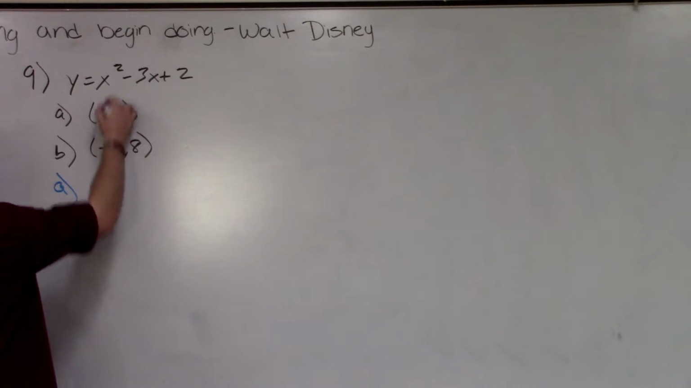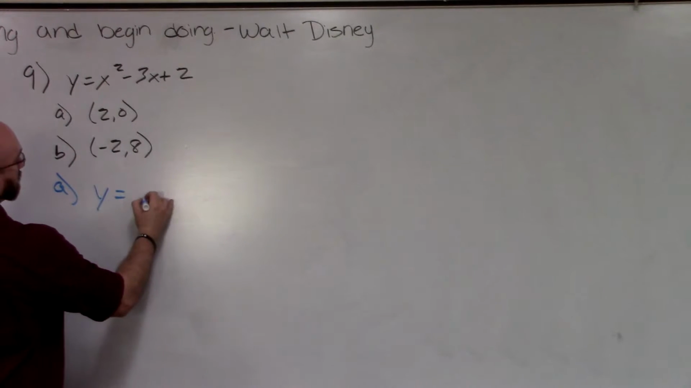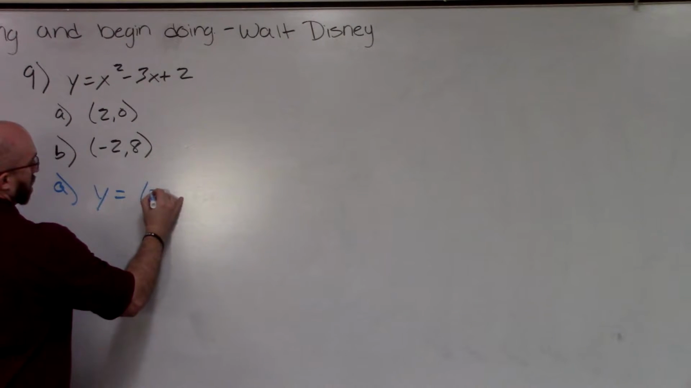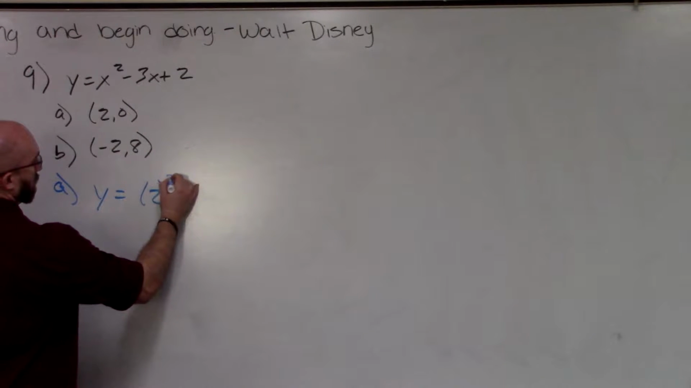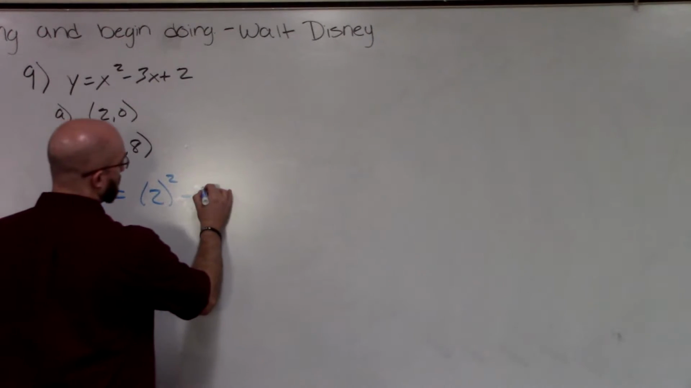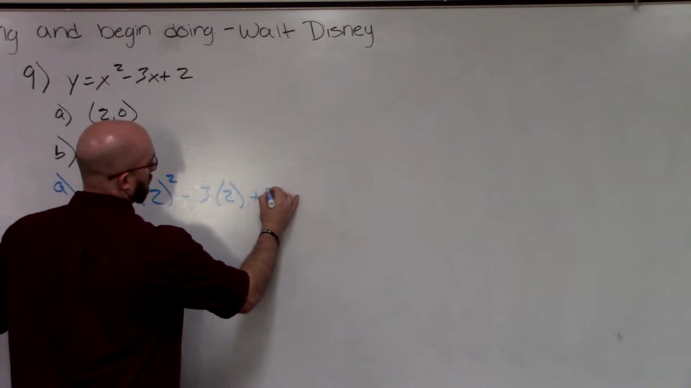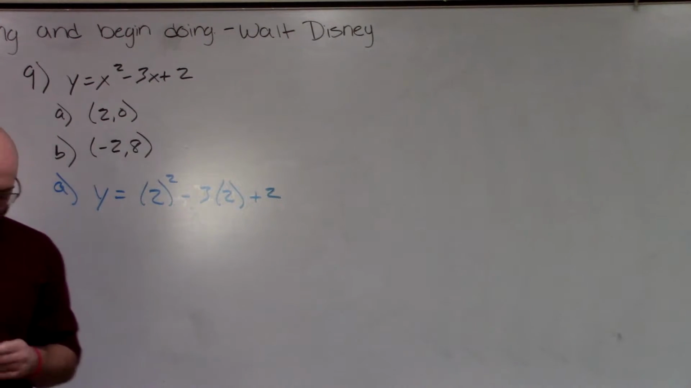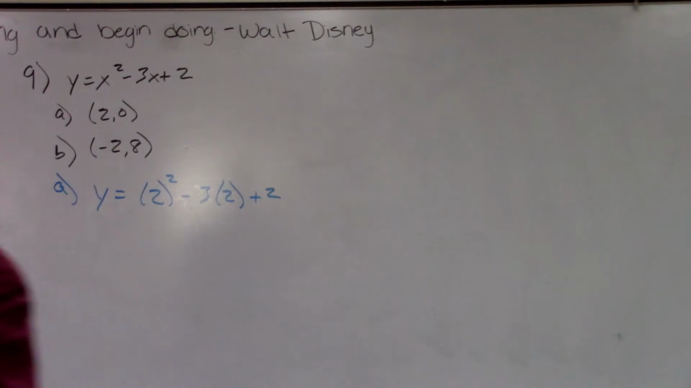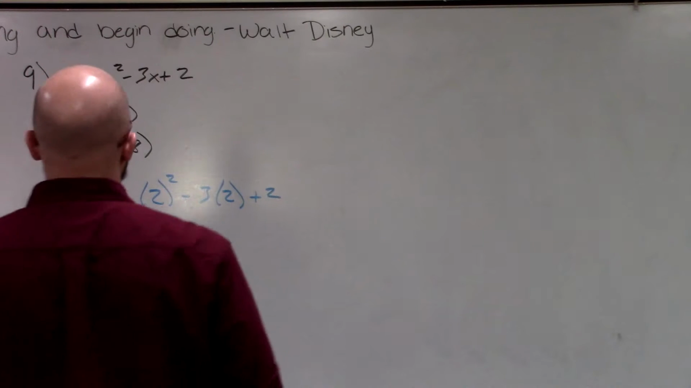plug 2 in for x. So y equals 2 squared minus 3 times 2 plus 2, right? And then go ahead and solve for y. I'm going to see if the blue shows up on the board. Pretty good. Okay, it does. So go ahead and solve it out.